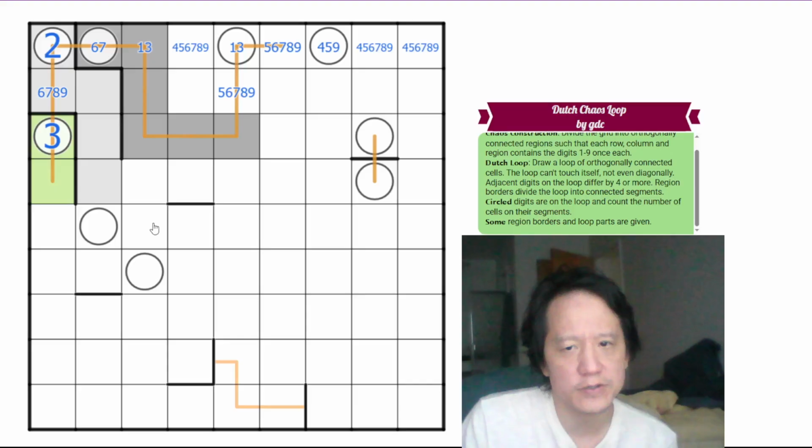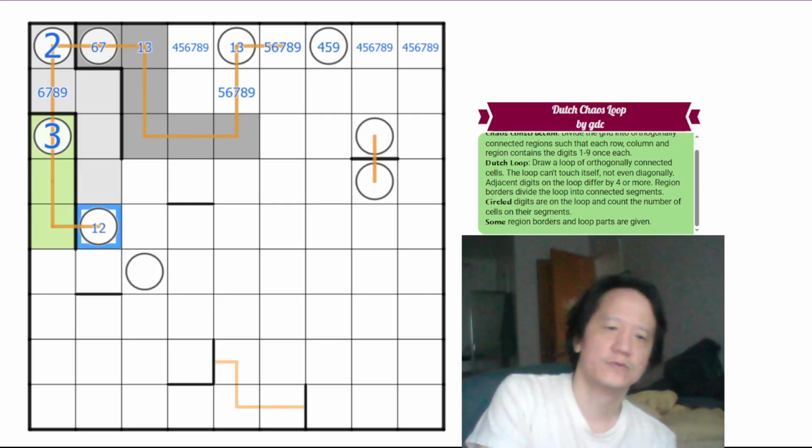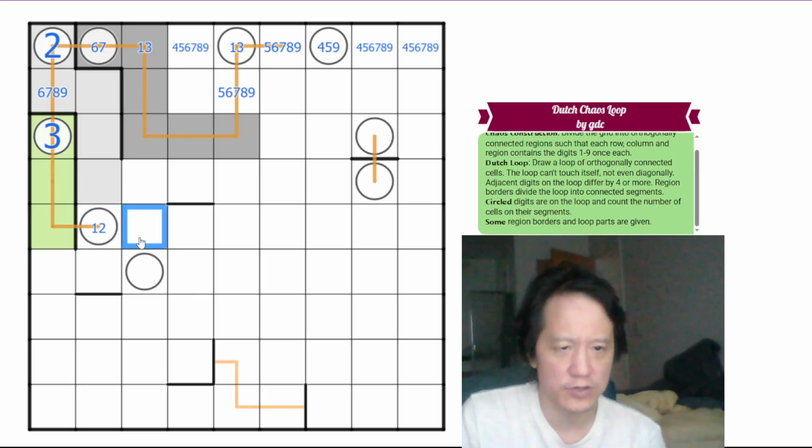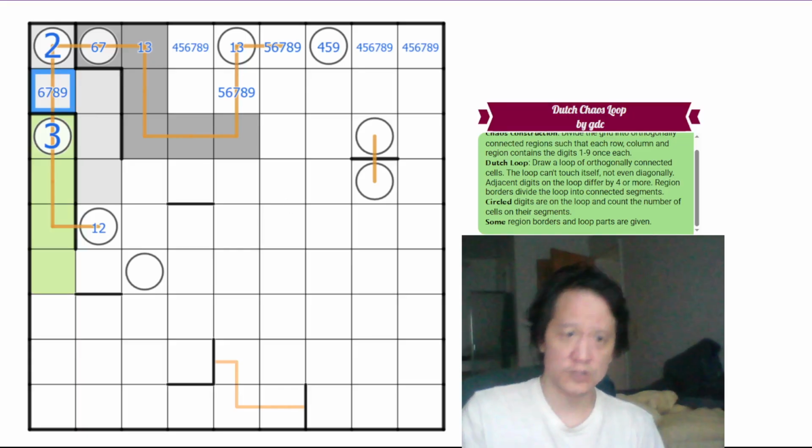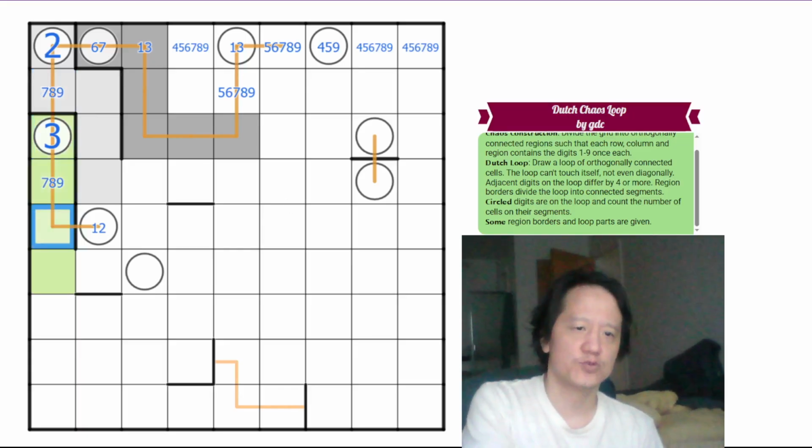Boundary, boundary. This has to go that way. It's green. This is a boundary. So this loop goes that way, then has to go that way. This is 1 or 2, because otherwise it goes to one of these, then it has to have a boundary. This green goes down. 3 is next to only 7, 8, or 9 on a Dutch whisper loop.